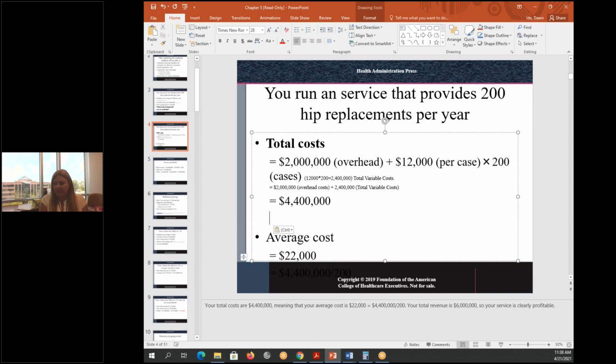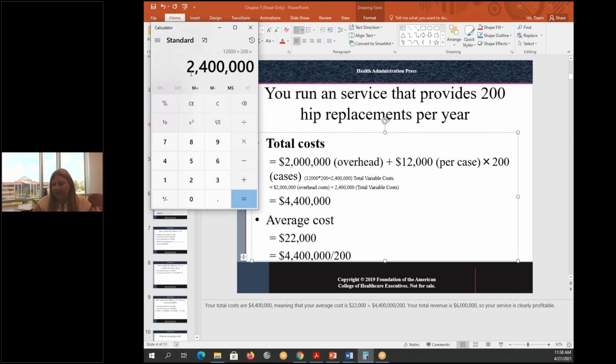And what did that equal? That equaled the 4,400,000. Okay? So really, really simple, not really bad at all. And let me just do it on my calculator here for you. So 2,400,000 plus another 2 million equals 4,400,000. Okay, great. All right, so that wasn't too bad, right?